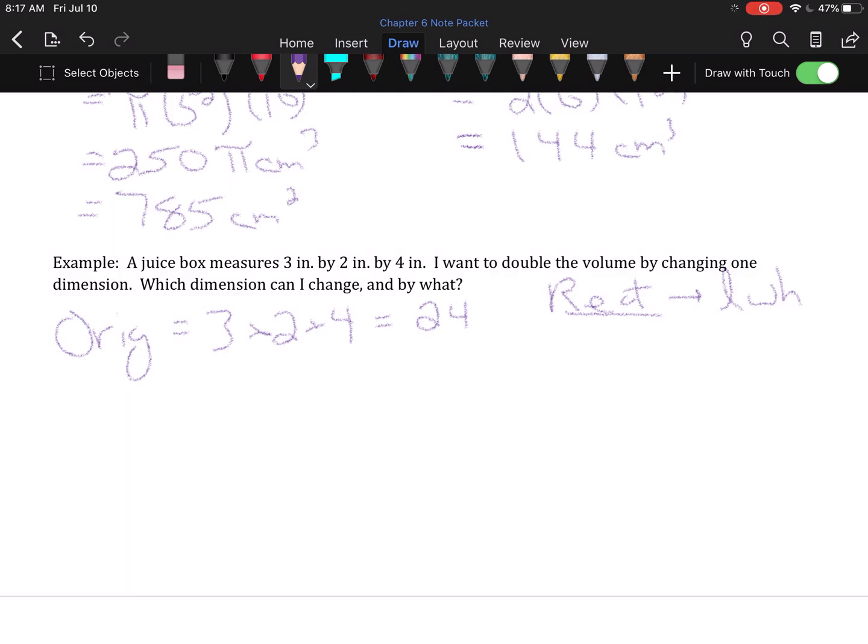So I want to get 48. And I'm only allowed to change one of these values. So let's say for a second that I keep 2 and 4 the same. What would have to be the first number then? Well, 2 times 4 is 8. So I'm going to take 8 and multiply it by something to get 48. My question mark would need to be 6.